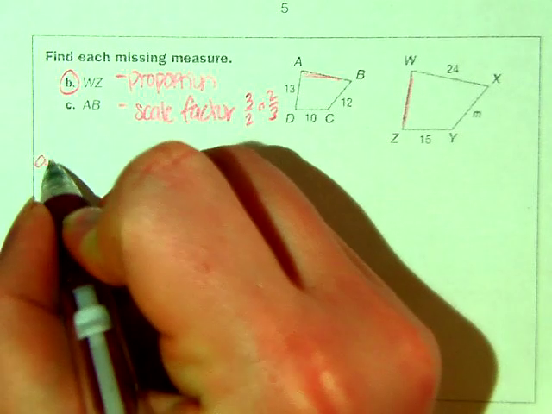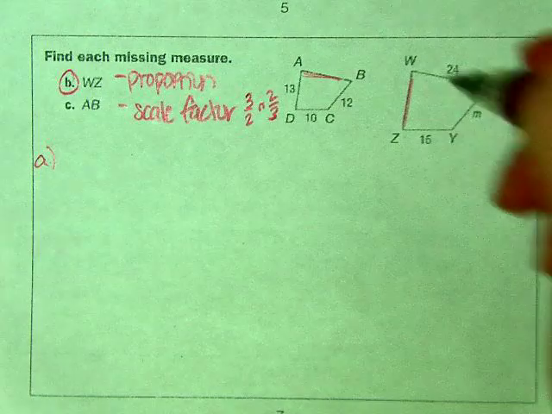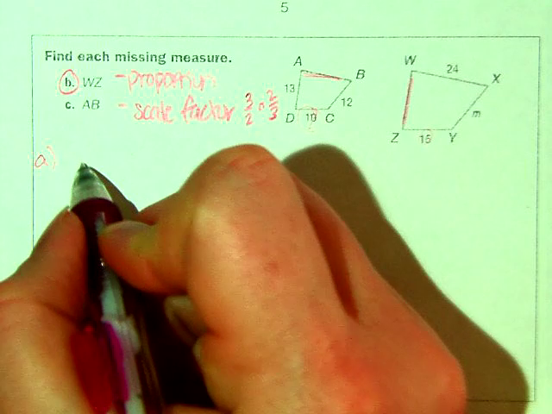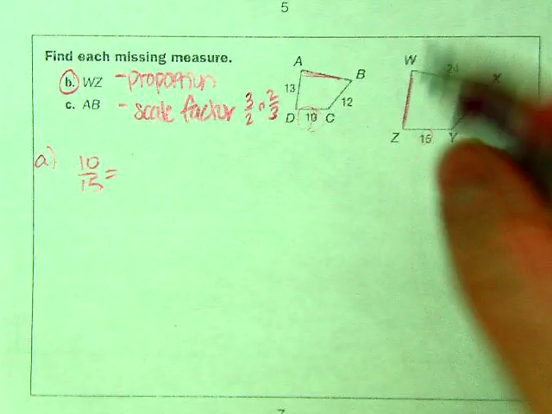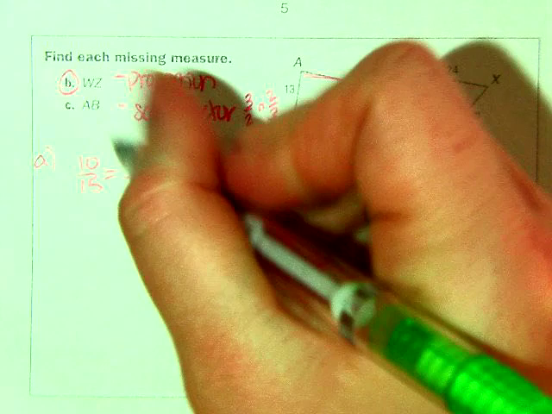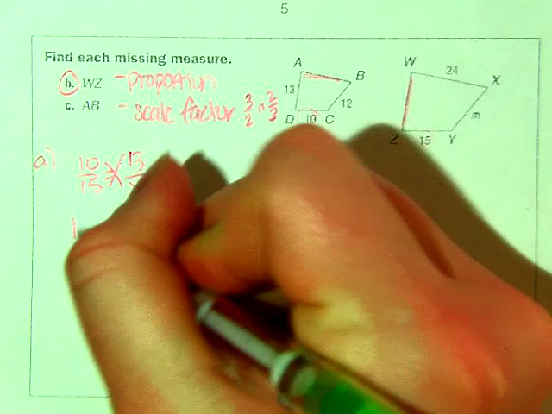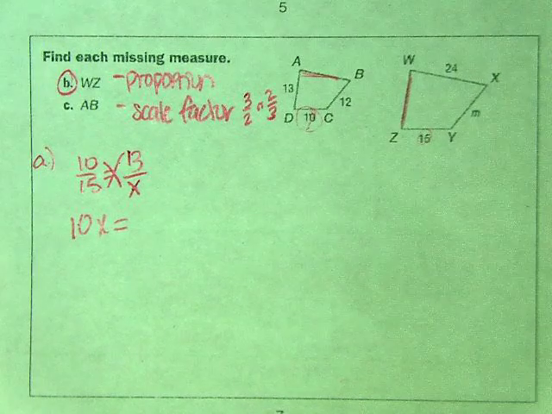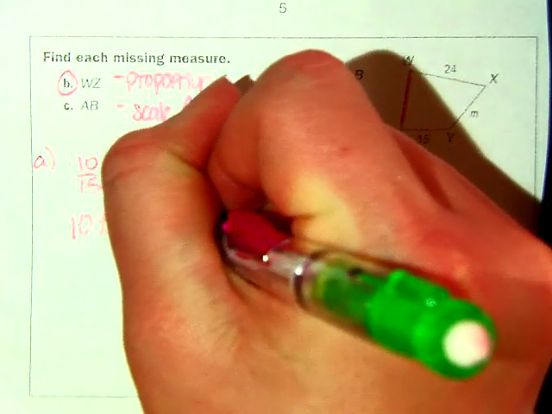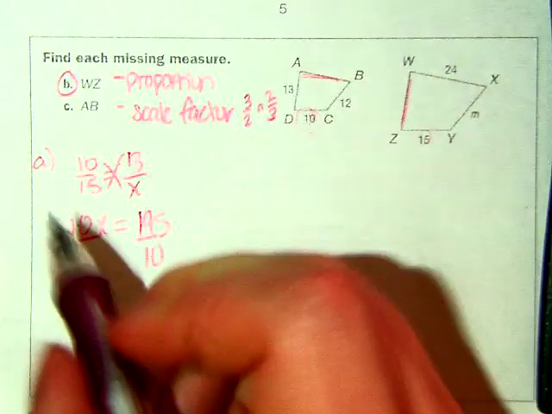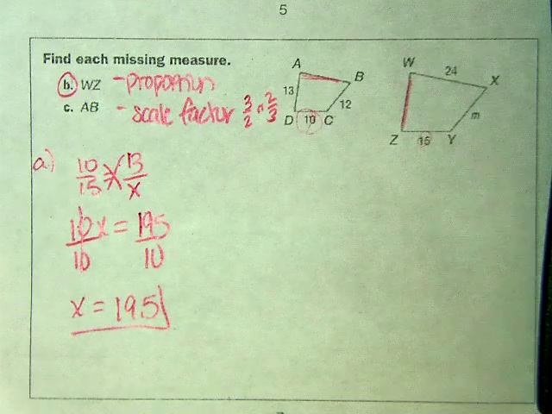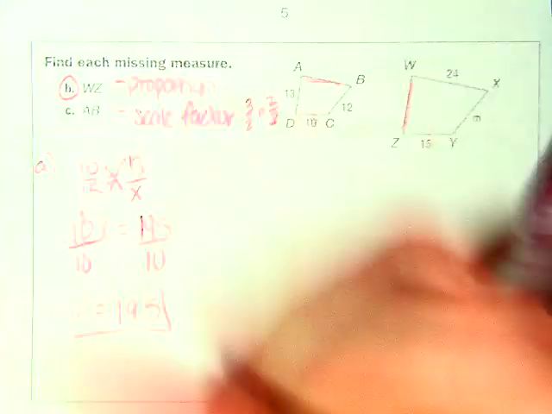So to use a proportion, we've got to find WZ. So what do I know? I know 10 and 15. So I'm going to go little over big equals little, so 13, over WZ. I'm just going to call it X. Cross multiply, I get 10X equals 15 times 13, 195. Divide both sides by 10 to solve my one step, and I would get that X is equal to 19.5. Or we should actually not call it X anymore. We should call it WZ.